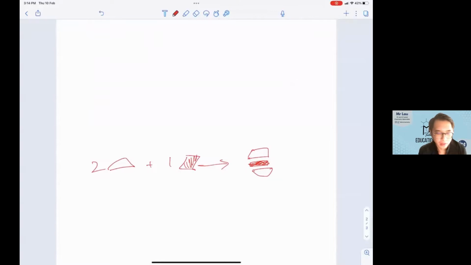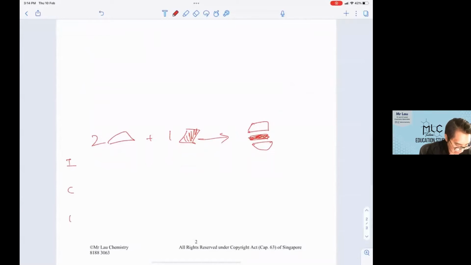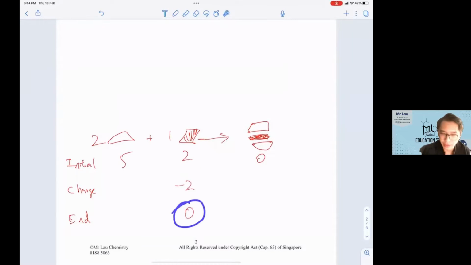Okay. So I have an ICE table. The ICE table stands for initial, change, and the end. For example, if I start with 5 pieces of bread and 2 pieces of patty, at the start I will have 0 burgers because I've not started making any burgers. The limiting reagent will be your patty because there's only 2 of them. So you -2, ending up with 0. Your limiting reagent must be completely used up. You will use up 4 pieces of bread and you will form 2 burgers. So at the end, you have 2 burgers and you have 1 piece of bread remaining.